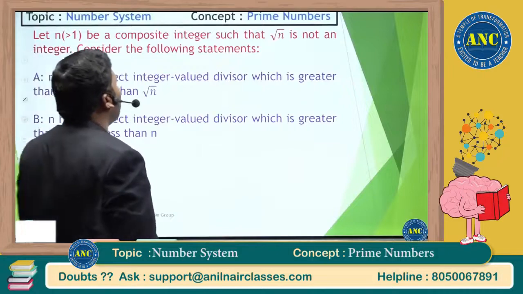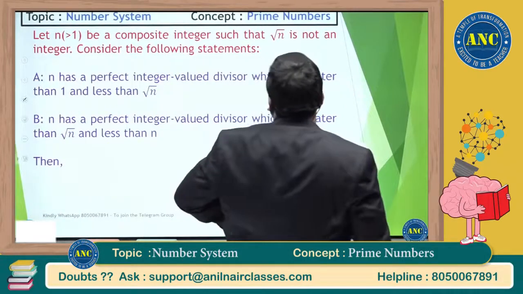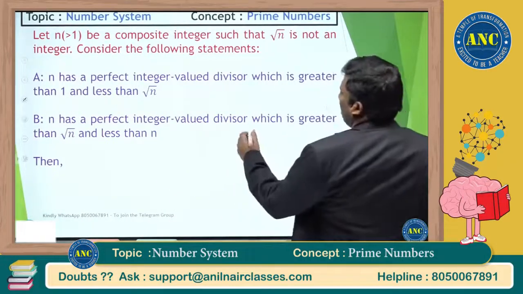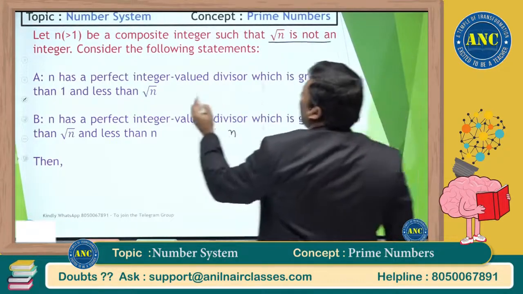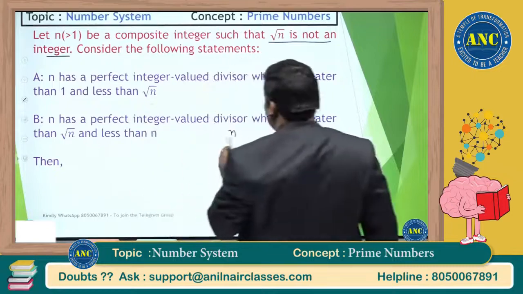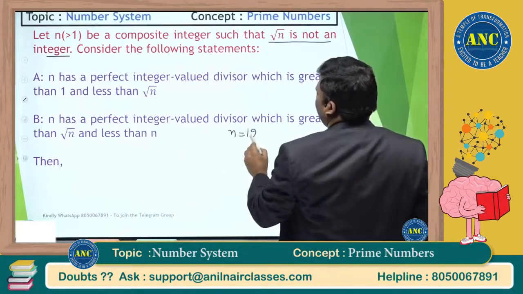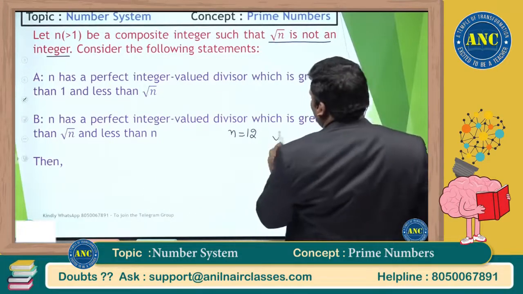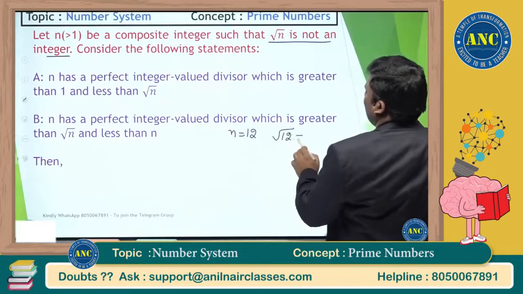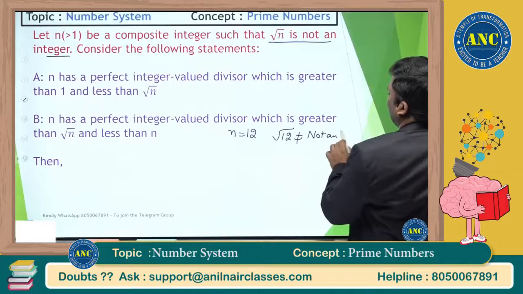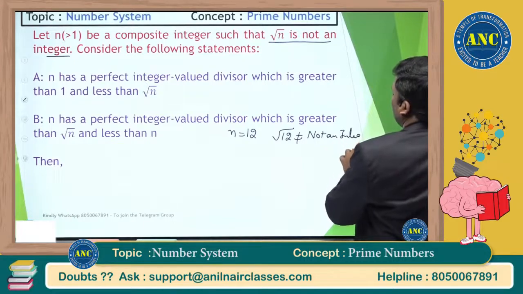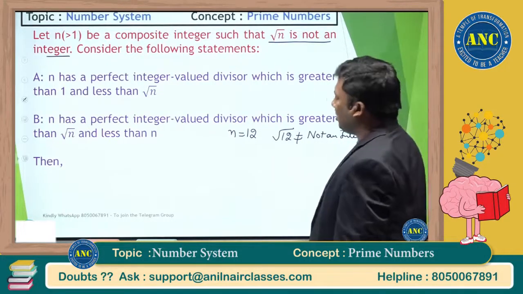Let n be a composite integer such that root n is not an integer. So let me take a non-perfect square. N equivalent to 12. Root 12 is not an integer. First thing, I just took a value which satisfies the statements.